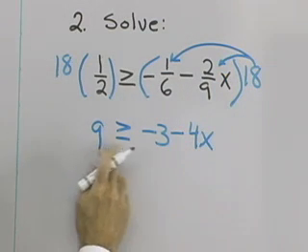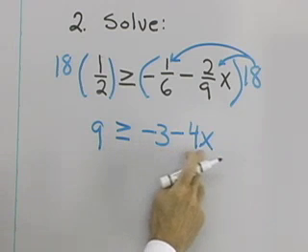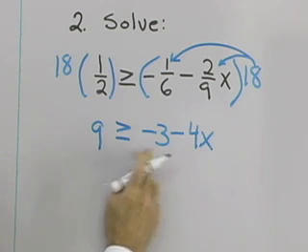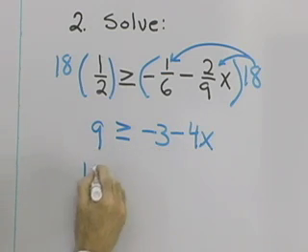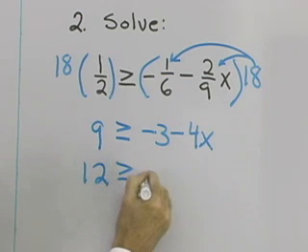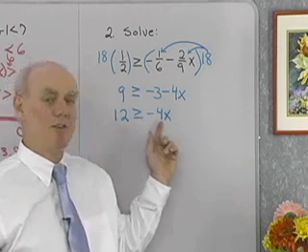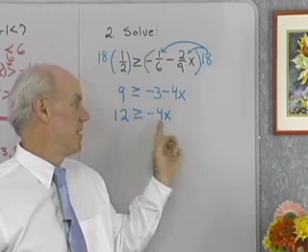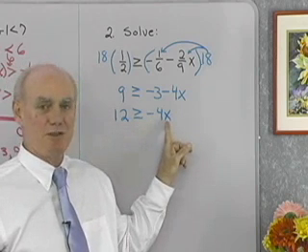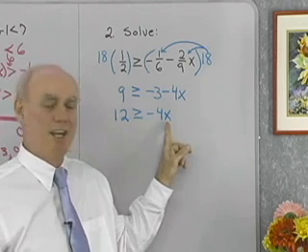So now I have 9 greater than or equal to -3 minus 4x. I'll add +3 to both sides, so I'll have 12 greater than or equal to negative 4x. Now I'm in that situation again where I have to multiply both sides by a negative number. I want to isolate x on this side, so I'm going to multiply both sides by negative 1/4.